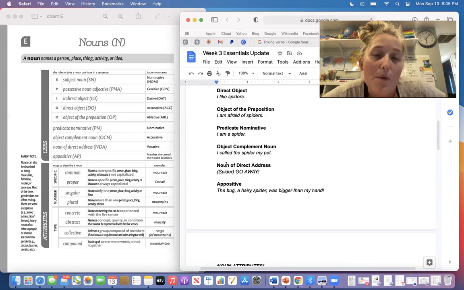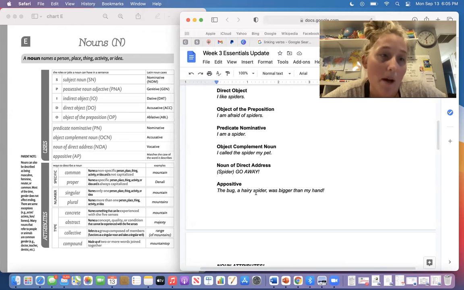Then we have noun of direct address. This is when you might not see the actual noun you're referring to in the sentence. So you might see a sentence like, go away, and you're talking to the spider. So your noun is actually spider, but it's not actually seen in the sentence. That's why I have that in parentheses.